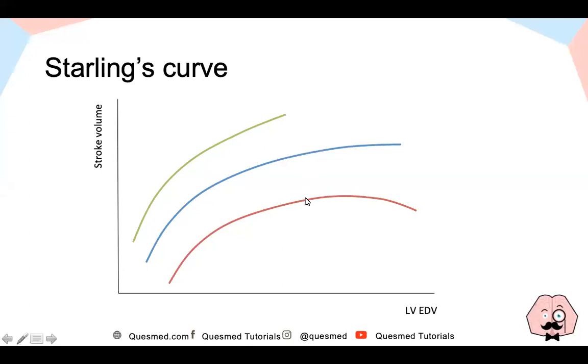So we have these different lines for the Frank-Starling curve. We've got our failing heart, our normal heart, and then a heart which has an increased ability to pump due to an increased inotropy. Okay.